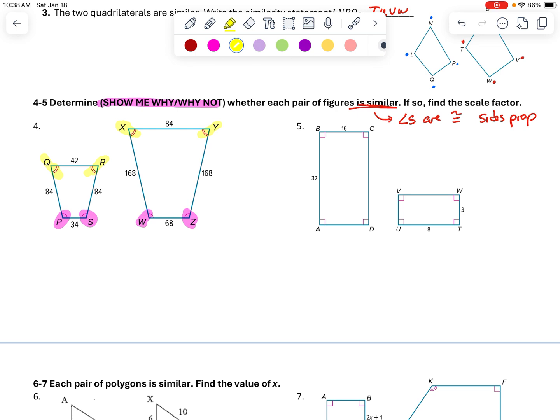Okay, next is we're going to show that the sides are proportional. So it doesn't matter the order in which we go. I'll just go left to right because I find that easier. Or just do shortest to shortest, etc. All right, we'll talk about that.